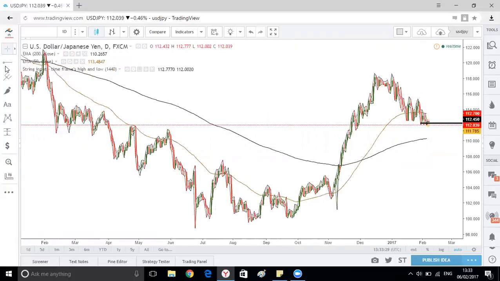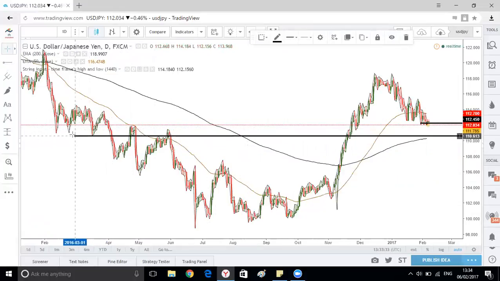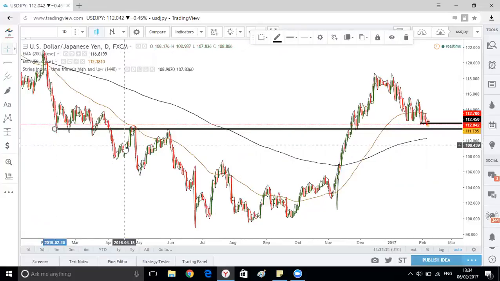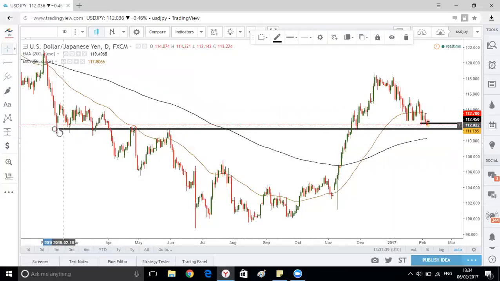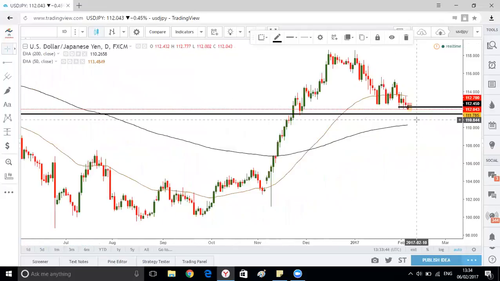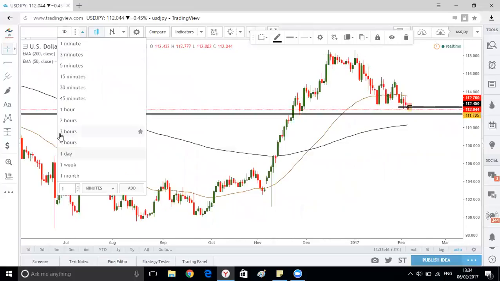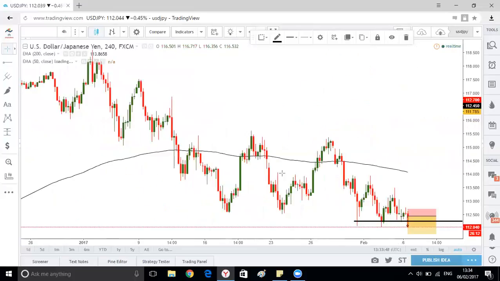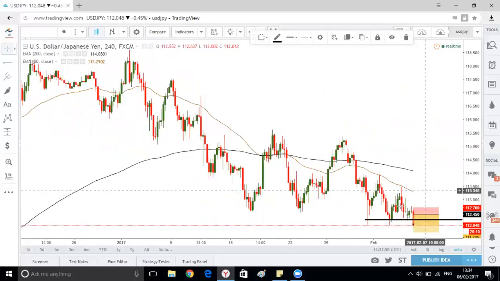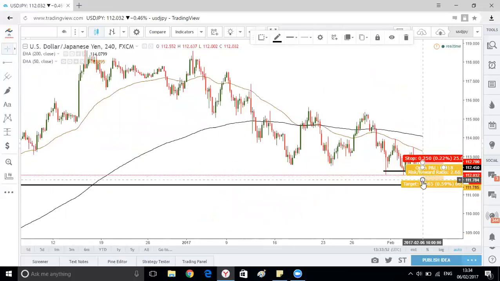Take profit is at this level. The reason for this is, if you look at this level, there are multiple touches, and this is a major level. So I'm going to put my take profit there. And if we go into the 4-hour chart, we can see this a bit more clearly. This is where my take profit is right now, right here.